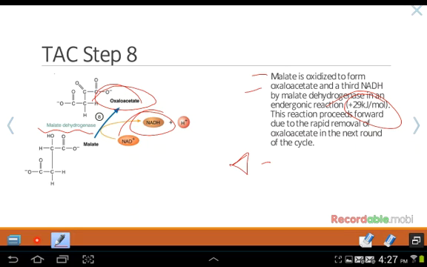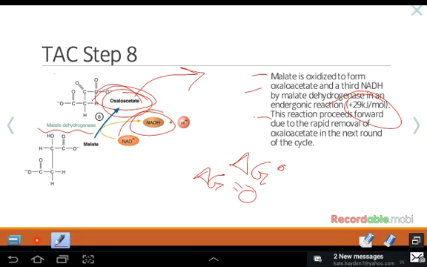So that's a delta G standard. Okay. This reaction, however, does proceed forward and becomes closer to a delta G of 0 because oxaloacetate is rapidly removed in the next round of the cycle, in another round of the citric acid cycle.